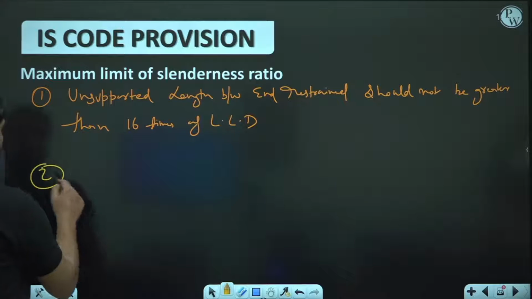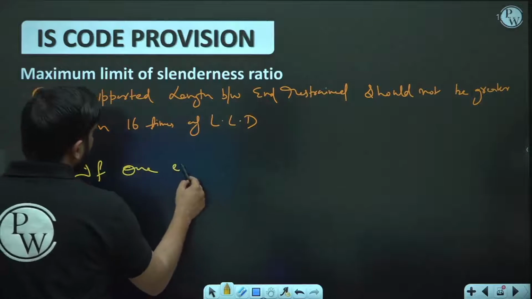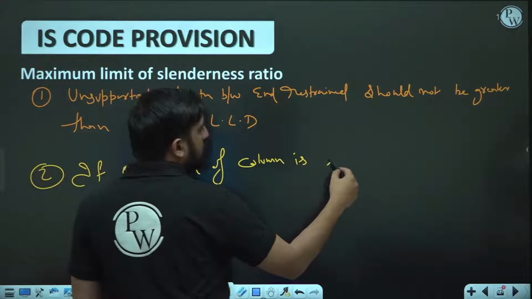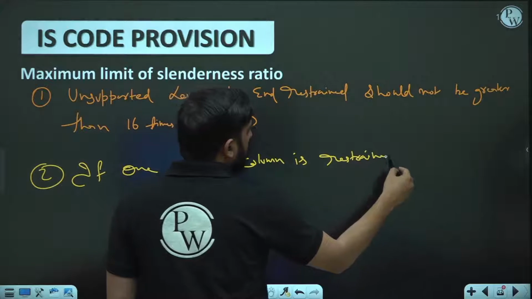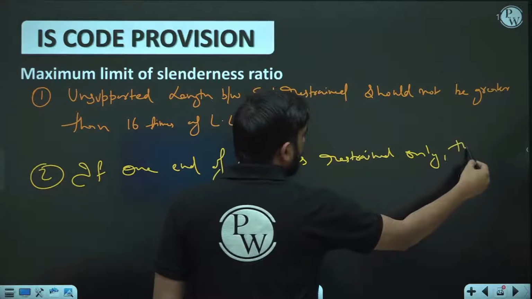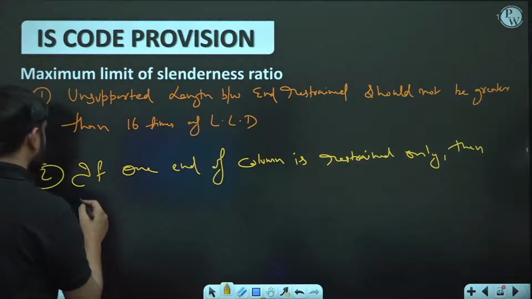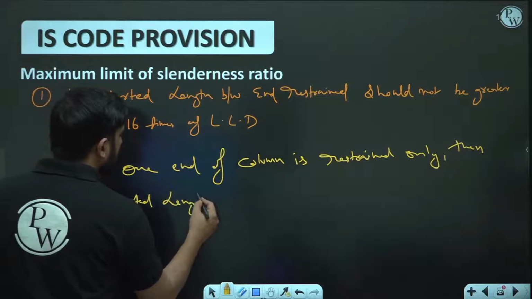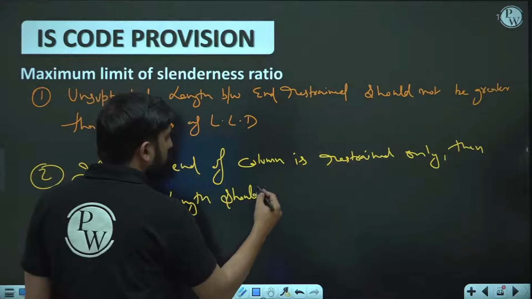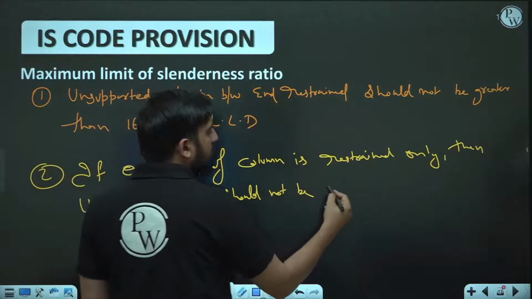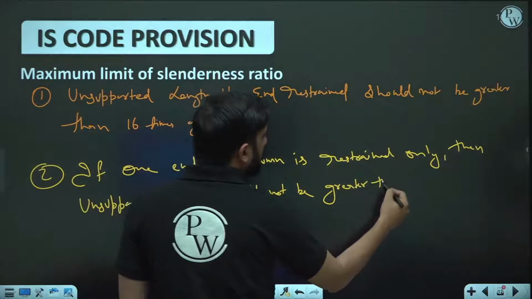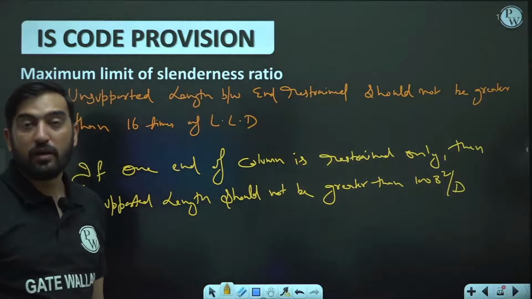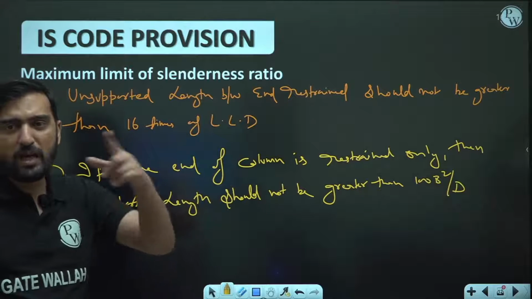And in cantilever case, or if one end of column is restrained only, then unsupported length should not be greater than 100 b square by d, where b is the overall width of the column cross section and d is the depth. Okay, plan, you can say b and d plan.